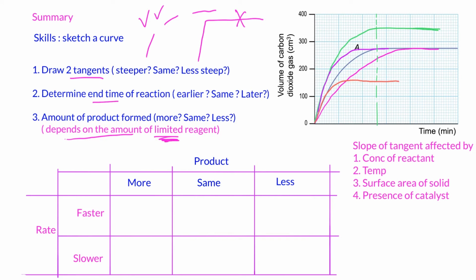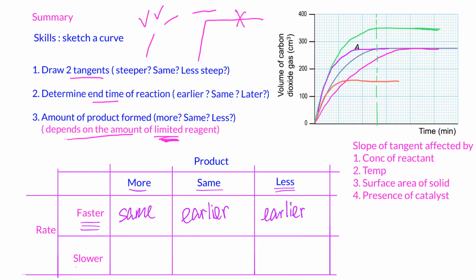So I just got a matrix here. You can have a look. If we have a faster rate and you need to produce more product, more or less you consider the same endpoint time. If you have a faster rate and you have to produce the same amount of product, of course you can end the reaction earlier. If you have a faster rate and you need to produce even less product, of course you have to end earlier than the original one.